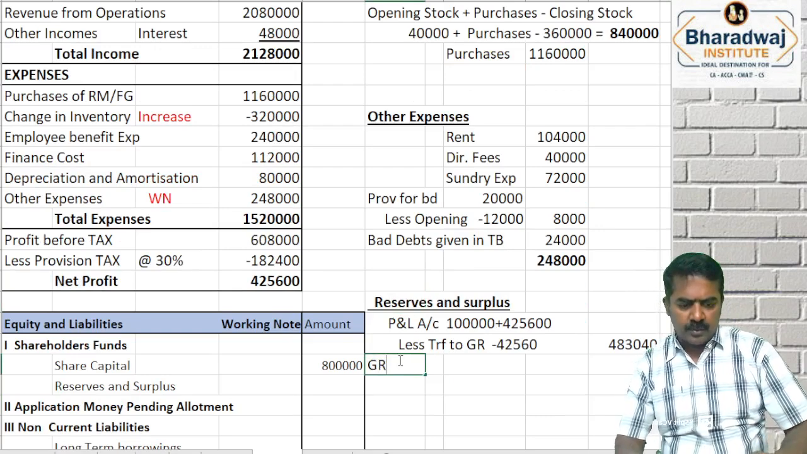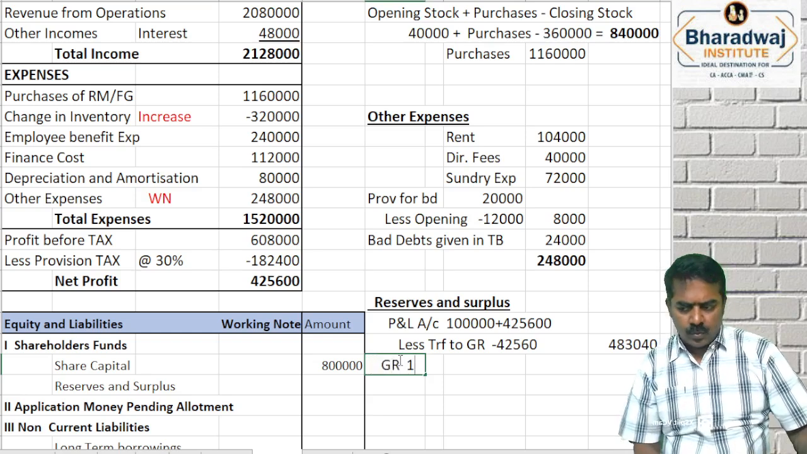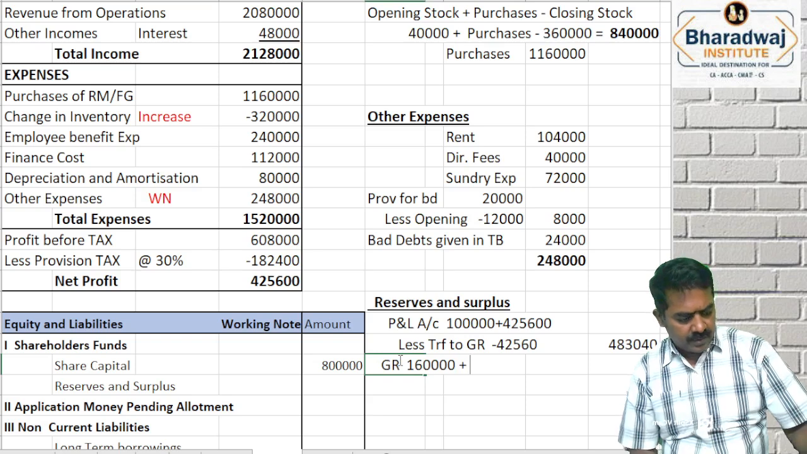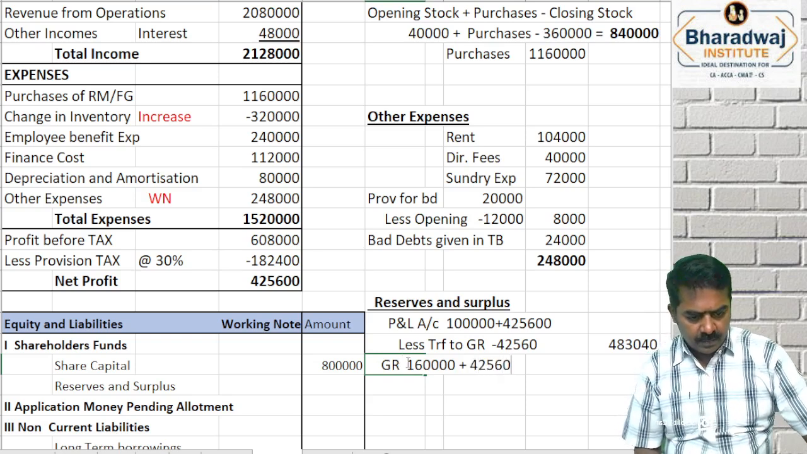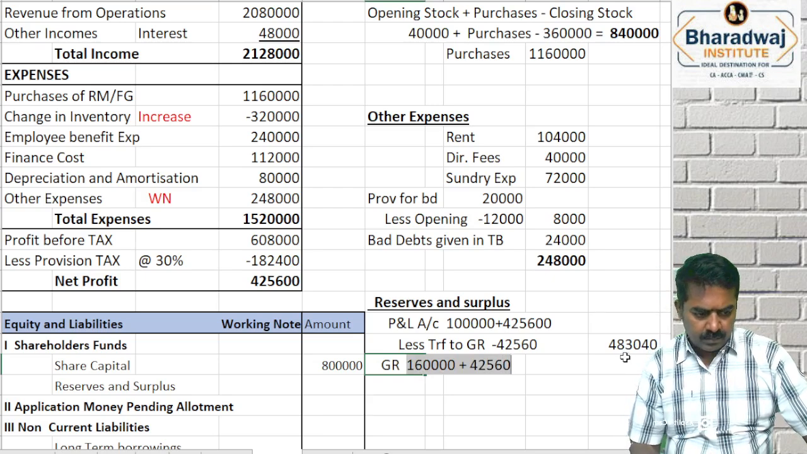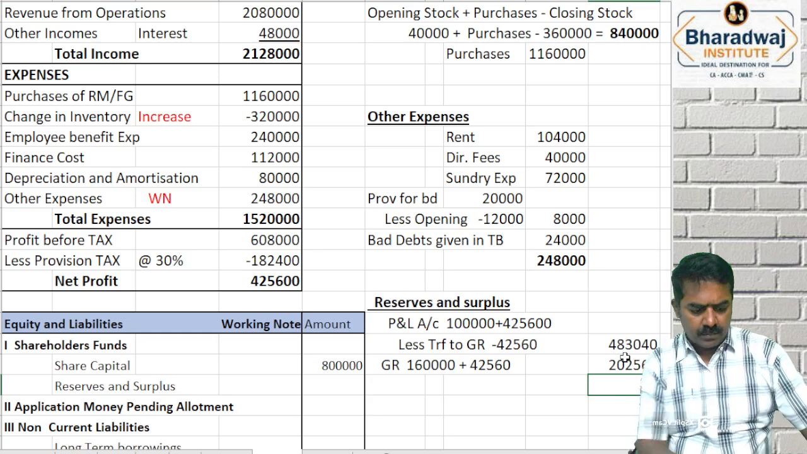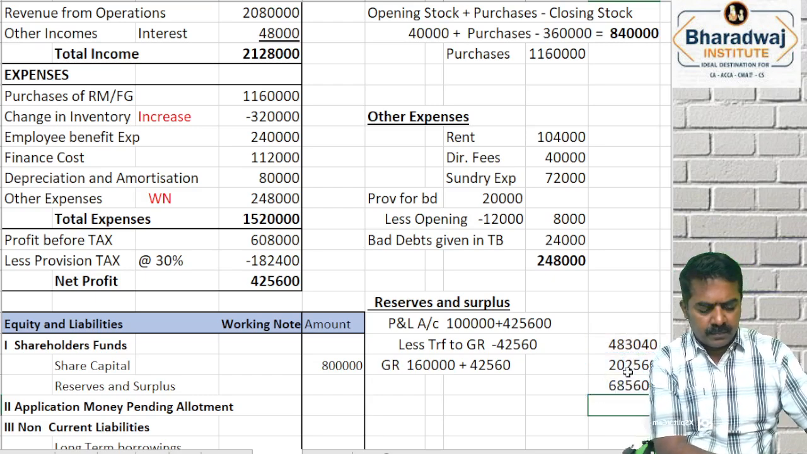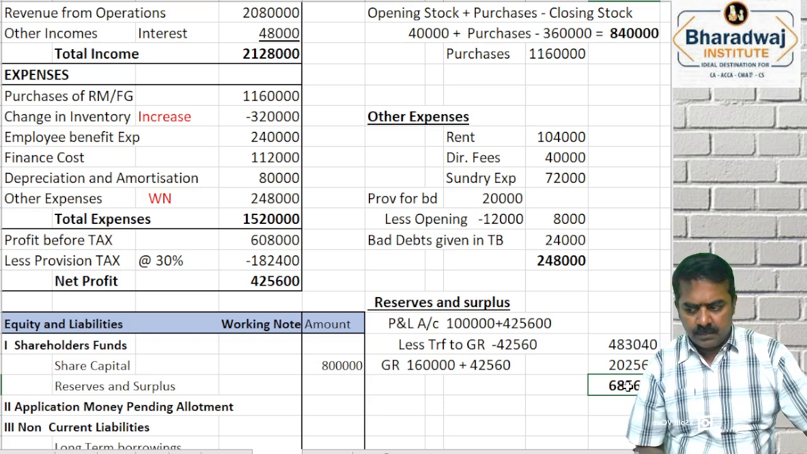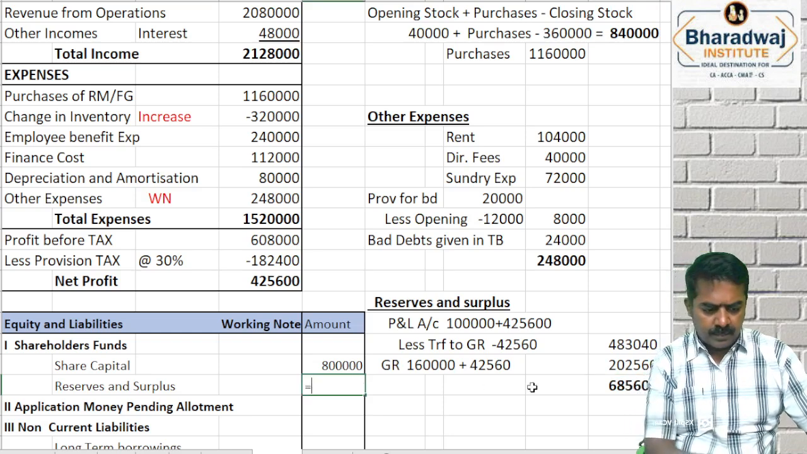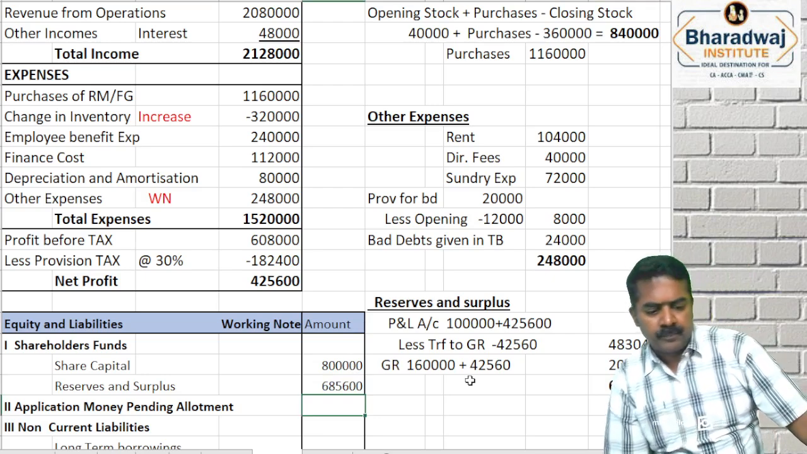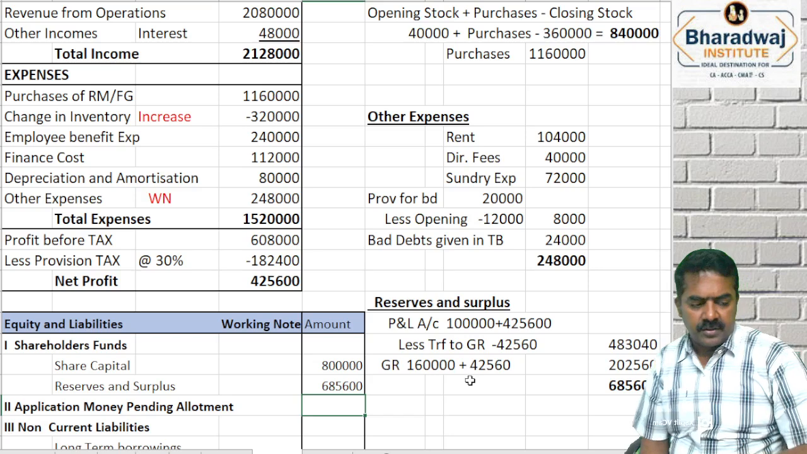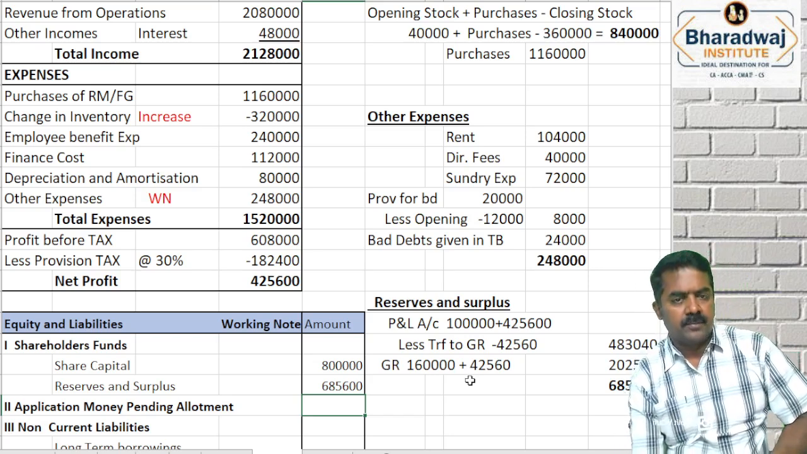General reserve, how much is given as opening balance? 1,60,000, sir. 1,60,000 plus 42,560. Any other reserve? Then try to do all the other things. Try it. Everything else you can try.